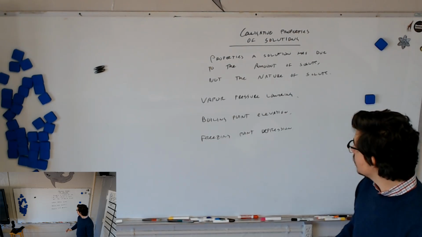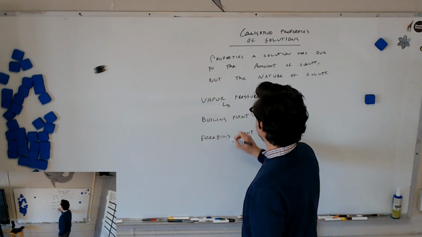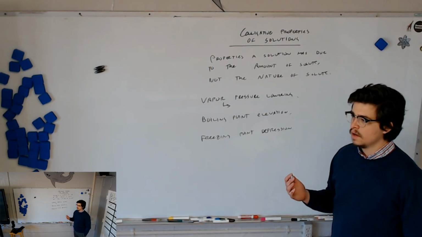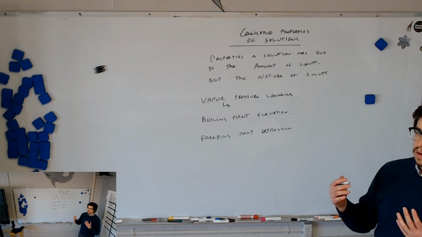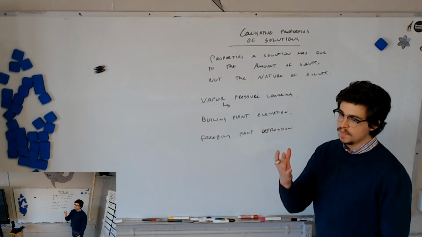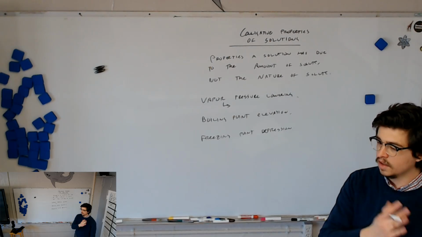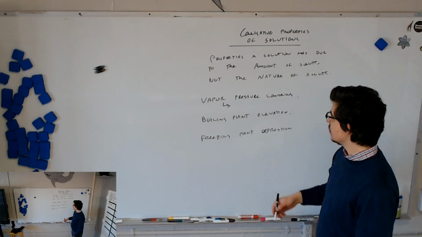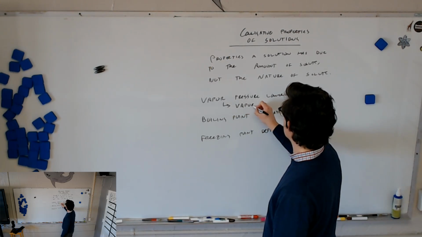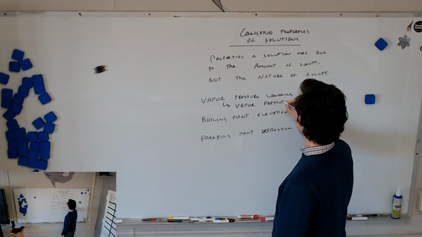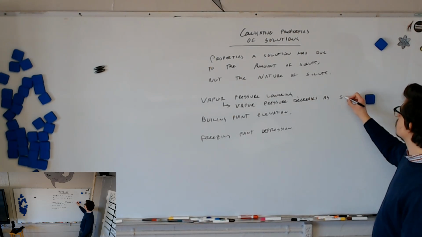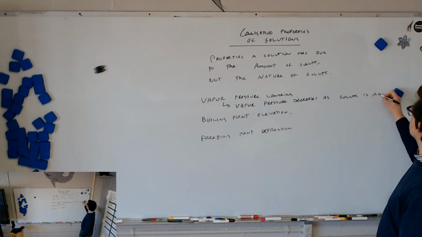Anyway, so vapor pressure lowering just means that, and we don't really do math with this, so we're kind of going to leave it alone a little bit. But the vapor pressure is how much pressure the particles are exerting on a container as they go from a liquid to a gas, which is a vapor. So we can just put the vapor pressure decreases as solute is added. Let's define vapor pressure real quick.